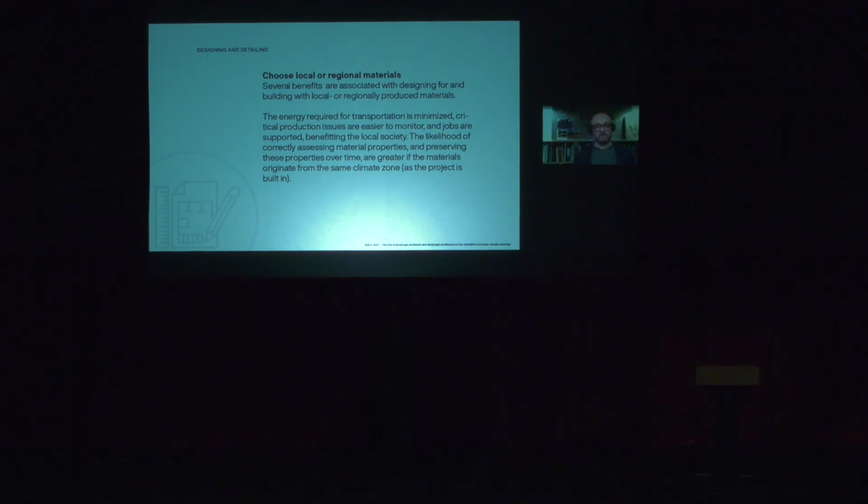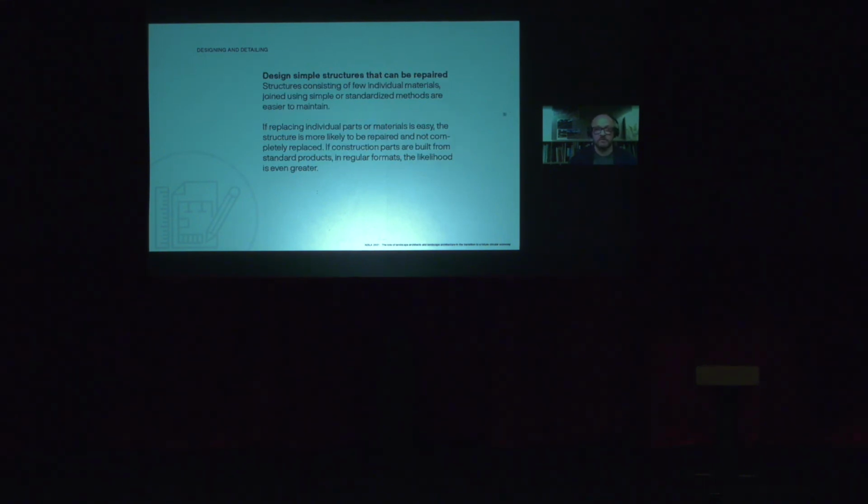But also the likelihood of correctly assessing the properties of these materials and crucially also preserving these properties over time are actually greater if the materials come from at least the same climate zone, if not local, or a region as the project is to be built in. Natural stone from the other side of the planet, we don't really know how that is going to behave in 30 or 50 or 100 years if we use that locally. So using local materials, regional materials, is desirable whenever possible.